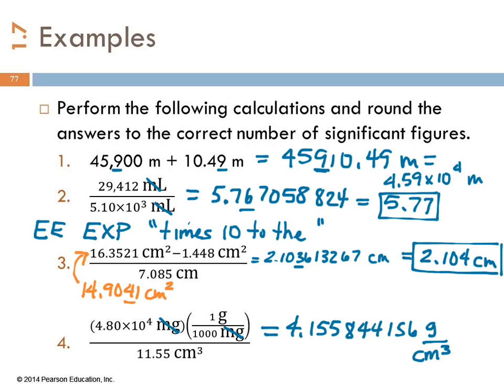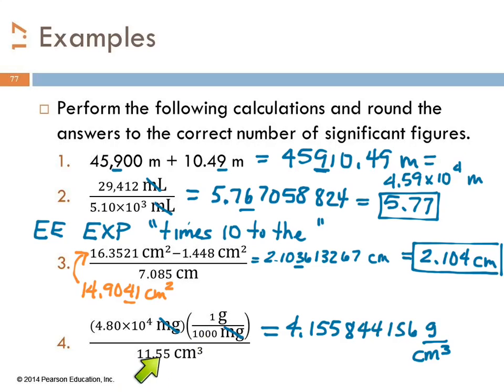We don't have any adding or subtracting here, so that makes it a little easier. How many sig figs in this number? 3. How many in this number? Unlimited. This is a conversion factor. 1,000 milligrams to 1 gram. That's a metric conversion factor. That's a definition. That is an exact number because we decided that a gram was 1,000 milligrams. So we don't have to think about those.